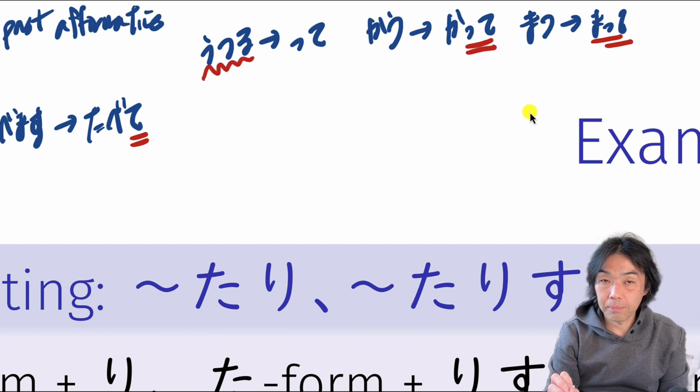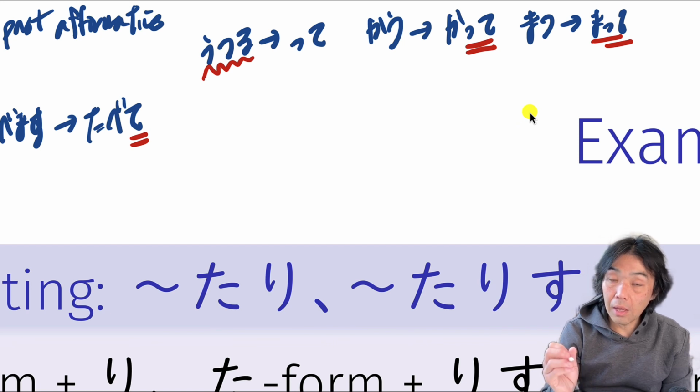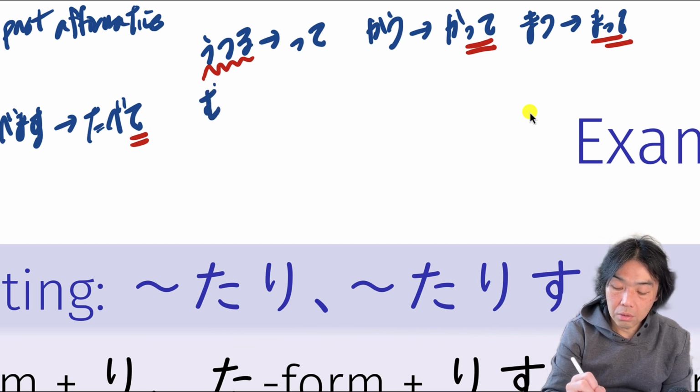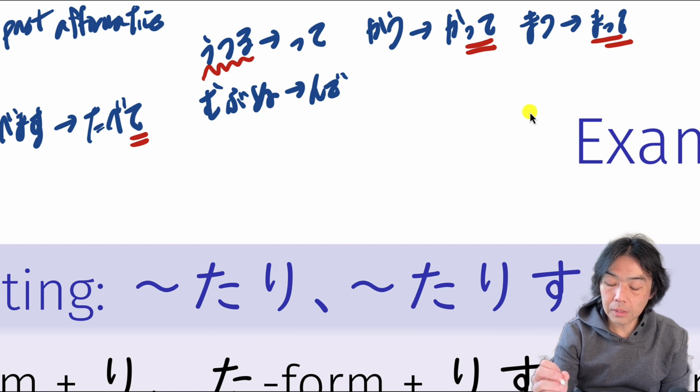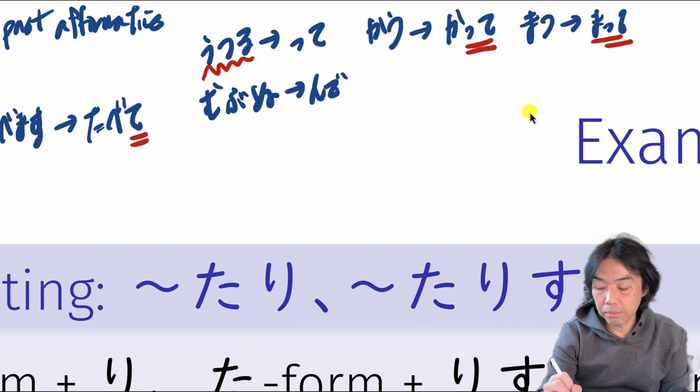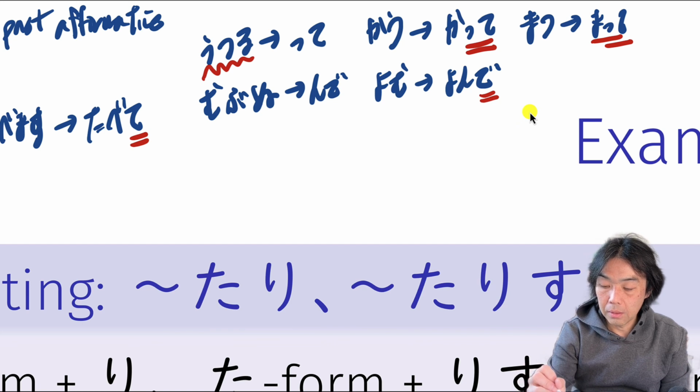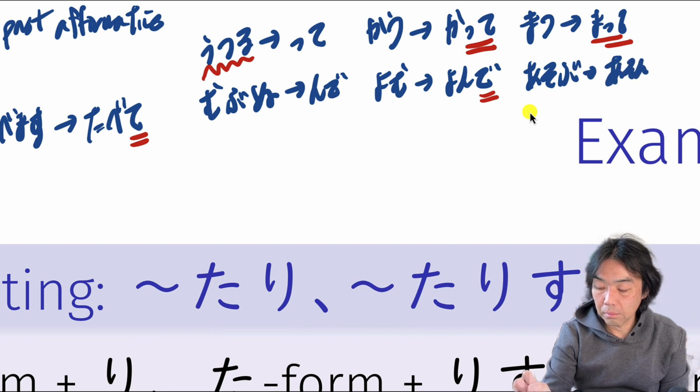If the stem ends with mu or bu or nu, that becomes nde. So for example, yomu. Te form is yonde. Asobu, asonde. So it becomes nde. Okay.